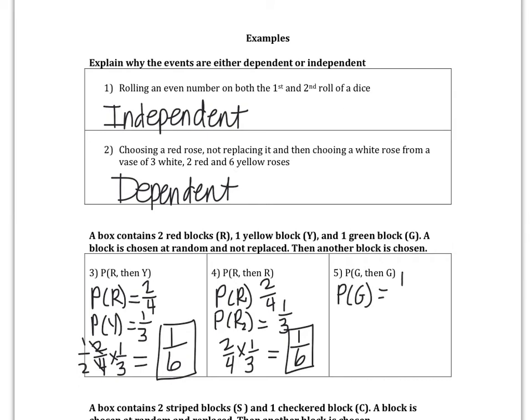Number 5, probability of a green. There's 1 green out of 4. And then the second time, drawing another green. Well, there was only 1 green and you took it out. So there's no chance of drawing another green. So your probability of those 2 events is 1/4 times 0, which is 0. That cannot happen.